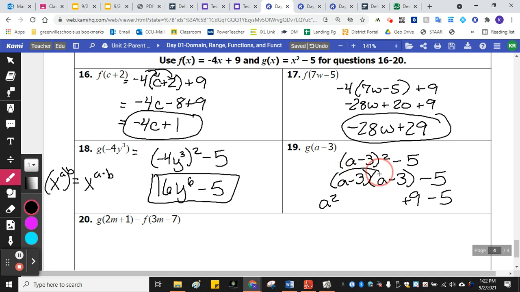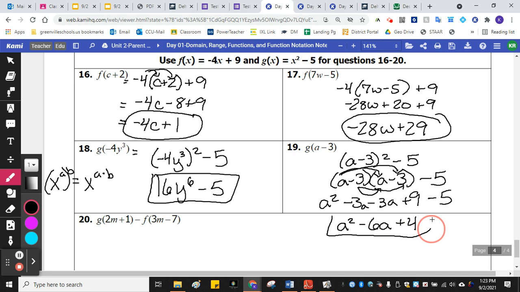So you did a times a and 3 times 3, but this a is getting multiplied to the 3, and this negative 3 is getting multiplied to that a. Remember, when you multiply a binomial times a binomial, you get 4 terms. So 2 times 2 gives you 4 terms. So a has to be distributed to both terms in the second parentheses, and negative 3 has to be distributed to both terms in the second parentheses. Combine like terms, and that's your answer.